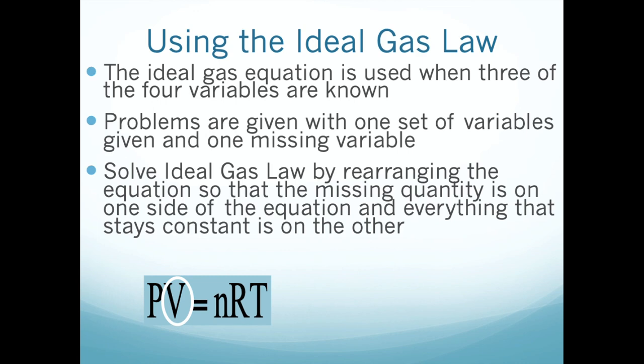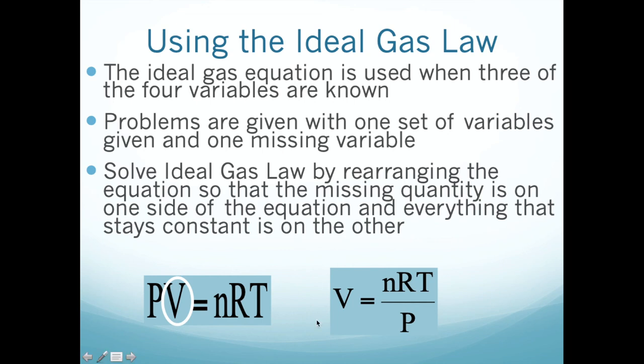So how do I get volume by itself on the left-hand side of the equation? Well, I need to move pressure to the other side. Remember, to move things in an equation to the opposite side, you've got to do the opposite of whatever operator is on there. If we see pressure times volume, there's no operator, so it's understood that we're multiplying these two things. The opposite of multiplication is division. So I'm going to divide by P to get my volume. Volume is equal to nRT divided by P.